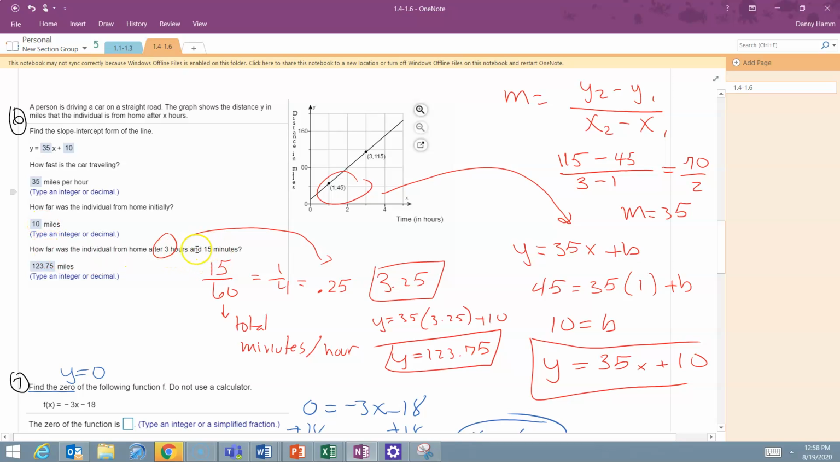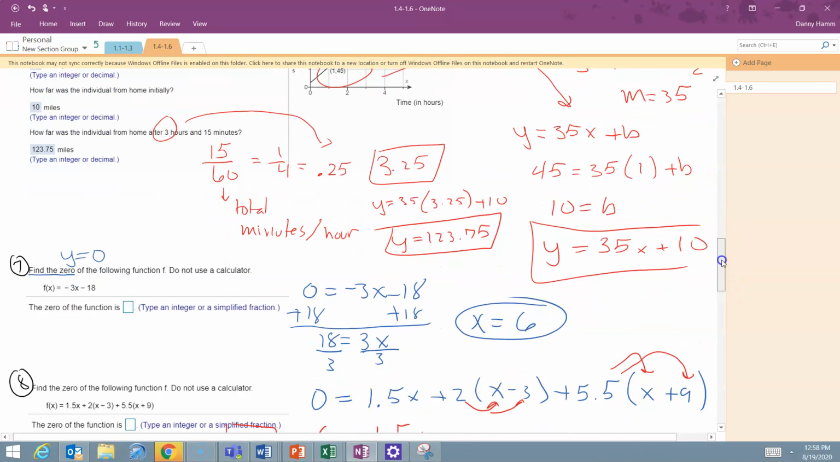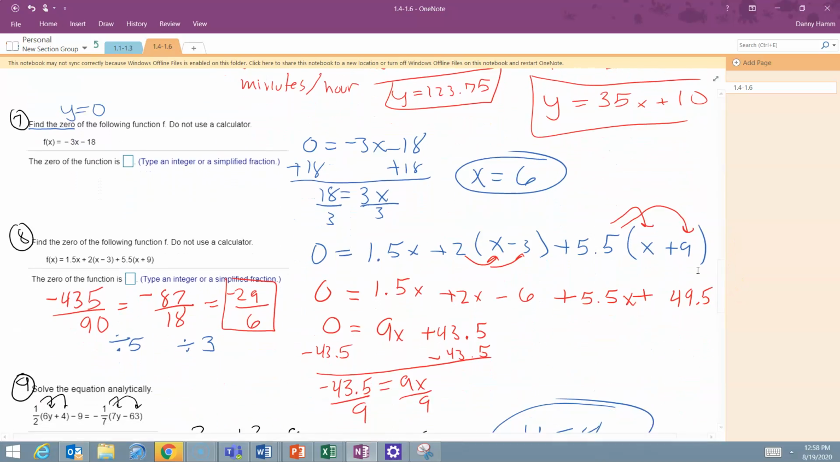A lot of students make the mistake of putting how far the individual is from home in 3 hours and 15 minutes. A lot of students plug in 3.15, but we must think of hours as not out of 100. They're out of 60 minutes. So 15 out of 60 is the same as 1 out of 4, which is 0.25, which is where I got 3.25 to plug into the equation from the start. You just simply plug that in, and we get 123.75 miles.